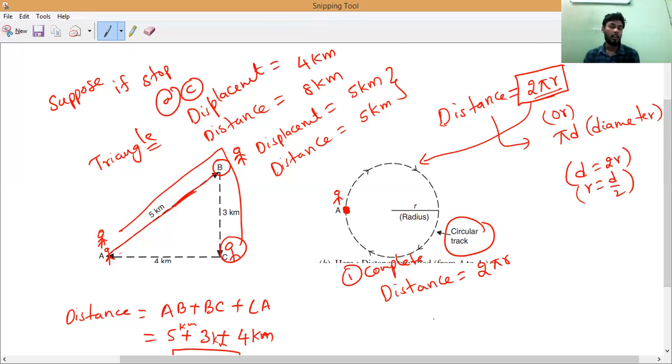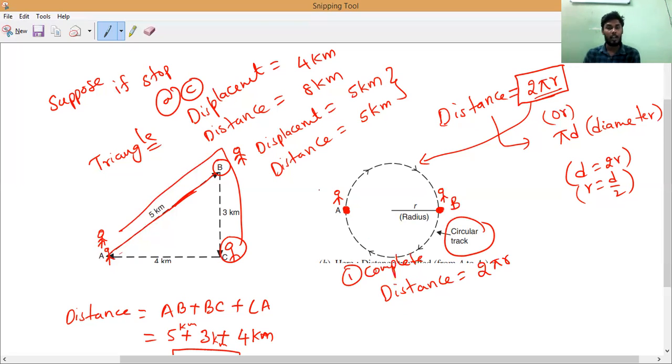So, 2 pi r. Now imagine he stopped at point B, halfway. What is the distance? Sir, 2 pi r by 2. Yeah, very good. One minute, I forgot: for the full rotation, distance is 2 pi r.